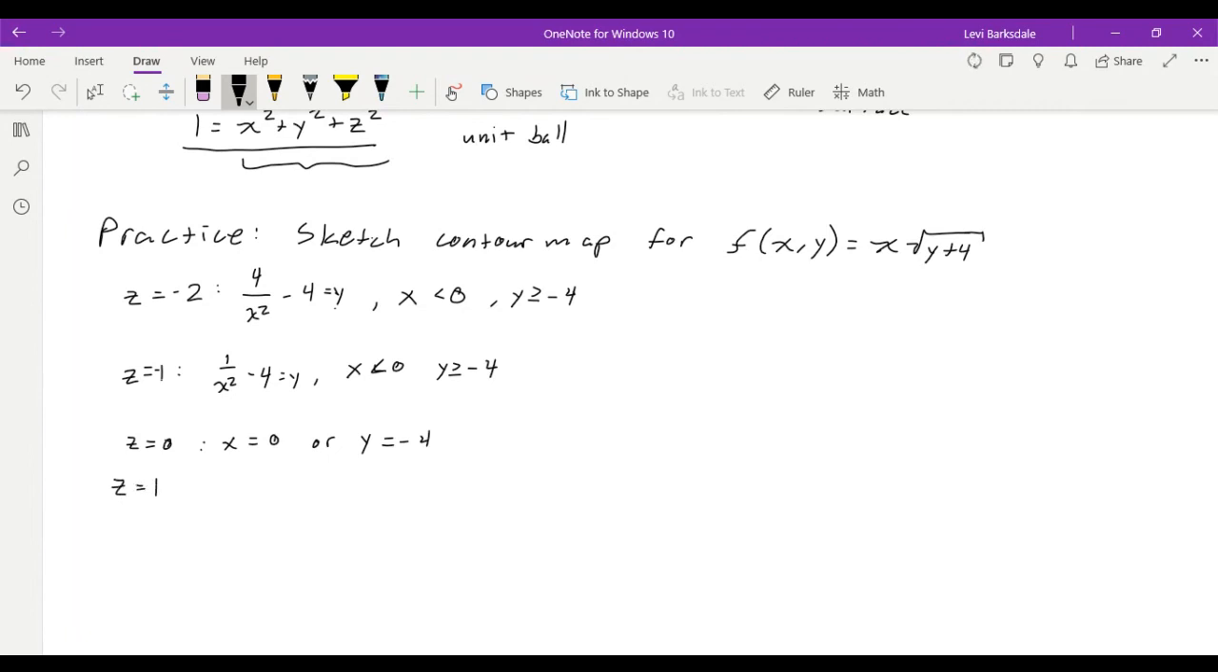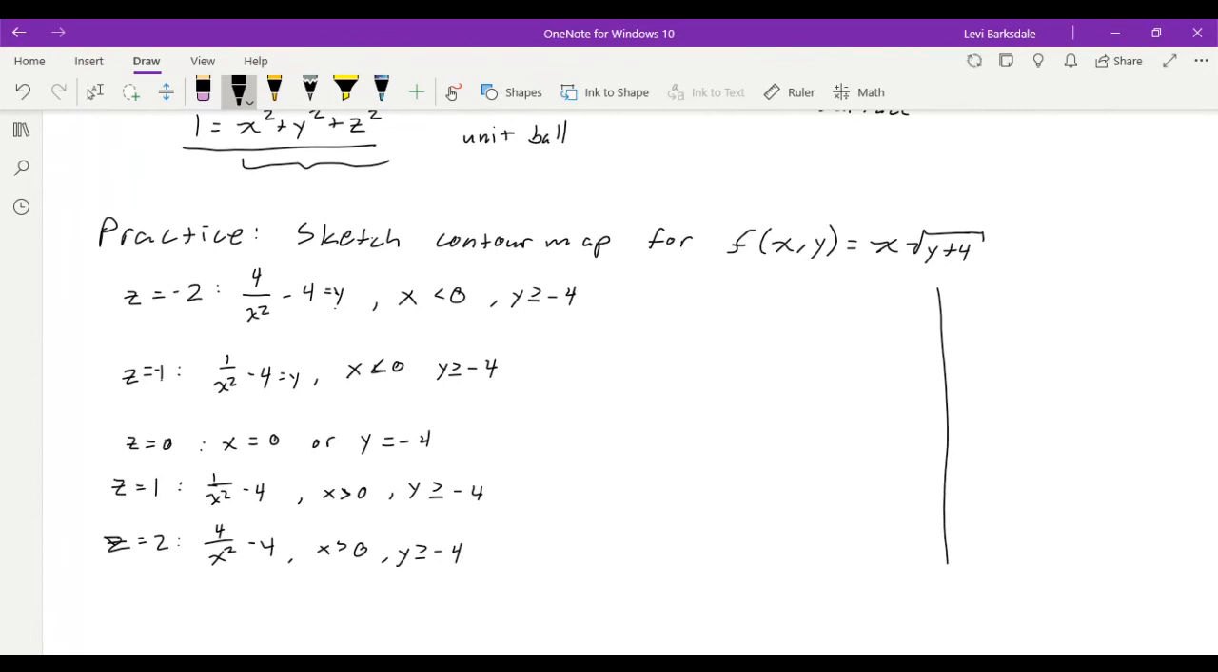At z equal to 1, we could rearrange and get the equation 1 over x squared minus 4. But since z is positive, and the square root of y plus 4 is always positive, we know that x also has to be positive to keep this z value positive. And of course, y is still bigger than or equal to -4. And we'll do one more. At z equal to 2, we get 4 over x squared minus 4. And again, x has to be positive, and y bigger than or equal to -4.